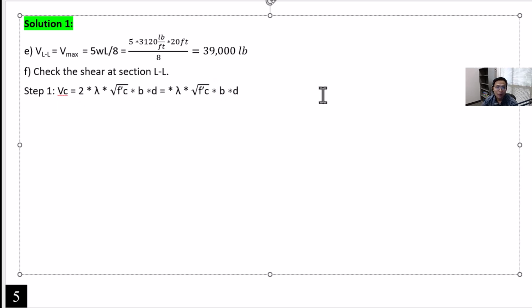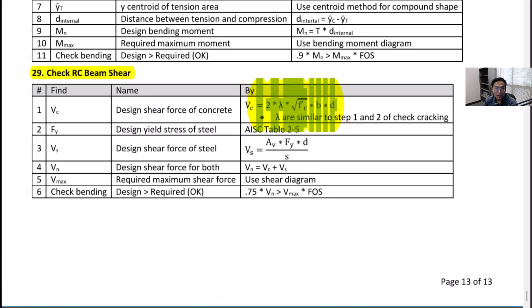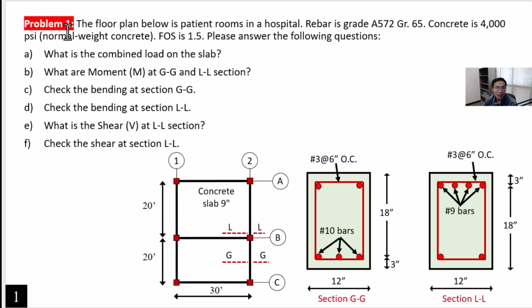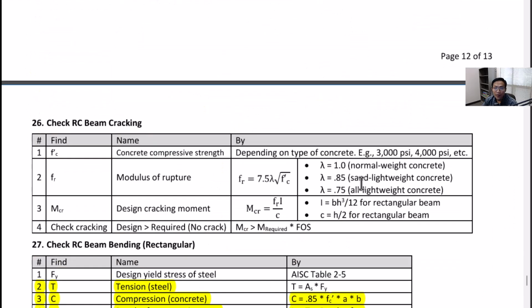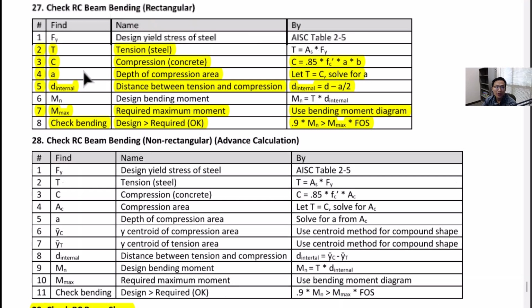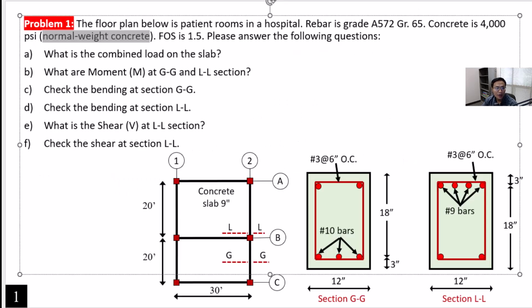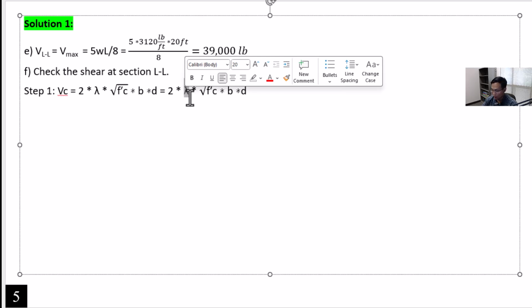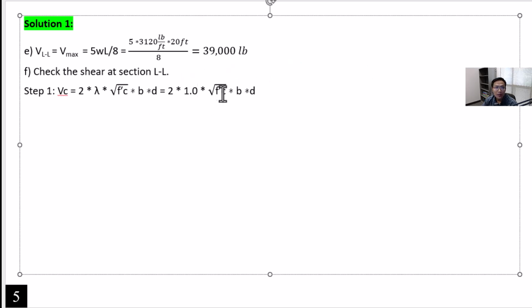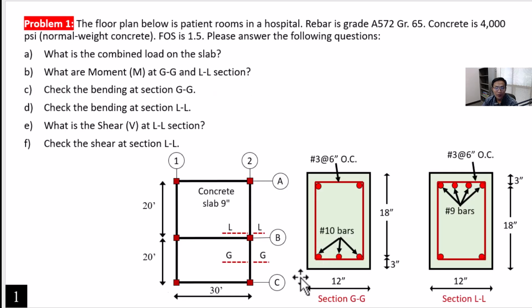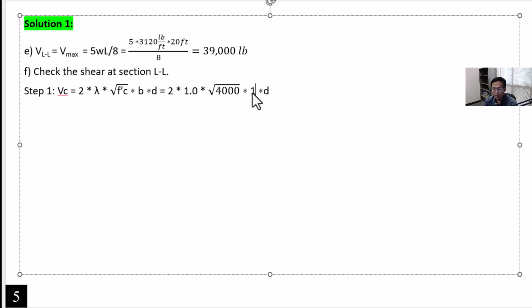So I'm gonna have lambda. First of all, let's check here. So we have this one is a normal weight concrete, so lambda will equal to 1. Let me clean this one a little bit so we can see that easier. So lambda here will equal to 1. And fc we calculated previously, that is 4,000 psi. For b, that one is 12 inches.